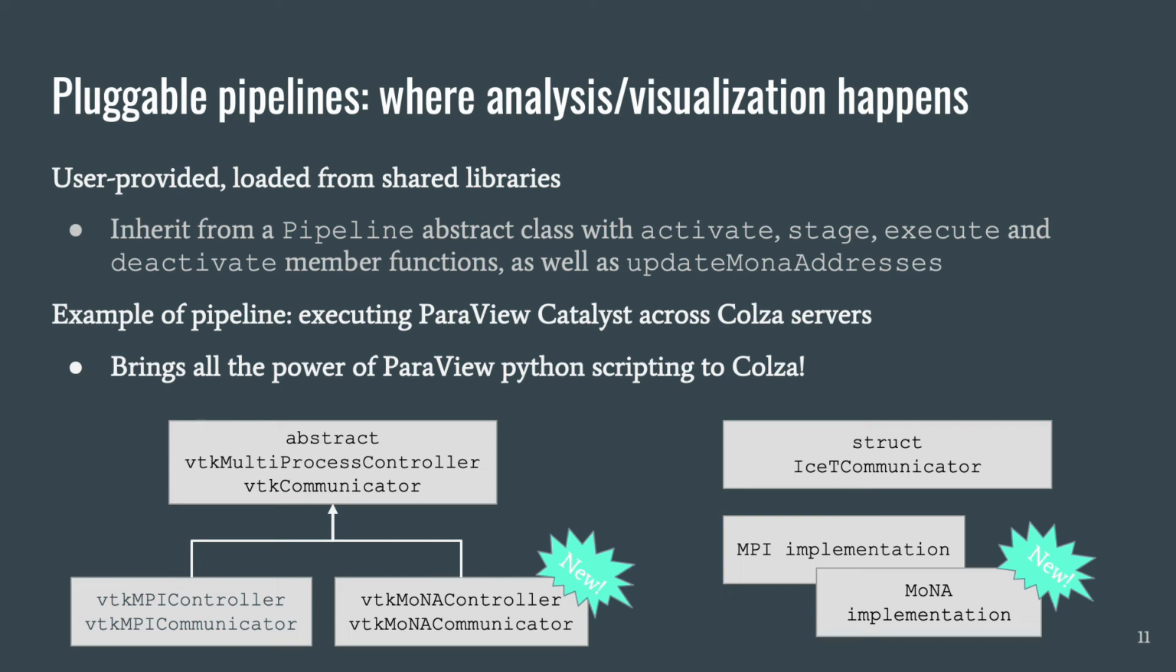As an example of a pipeline that uses an existing in situ visualization framework, we implemented a ParaView pipeline that can take a Python script for Catalyst and execute it on the data that is received by Colza. So this means that we can bring the full power of ParaView, which is a widely used in situ visualization framework and parallel visualization framework in general, and make it elastic thanks to Colza. To do so, we provided our own implementation of the writer VTK class using Mona, as well as an implementation of the IceT communicator structure for the underlying image compositing library IceT.